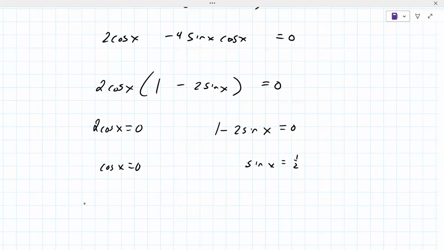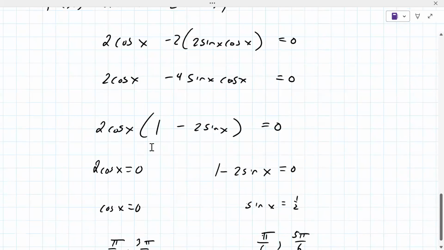Writing it down. So it would be pi sixth. For which one? Pi sixth and 5 pi sixth. Yeah. Okay. How about where cosine is equal to 0? Pi halves and 3 pi halves. There you go. All right.